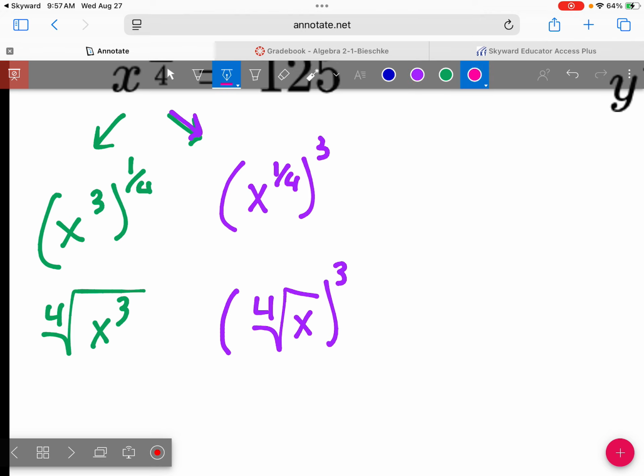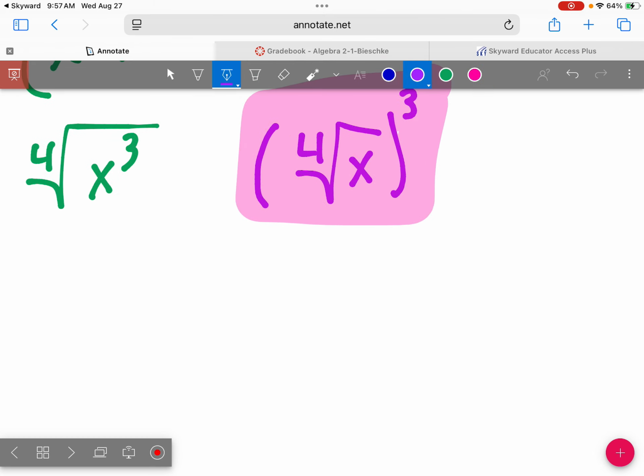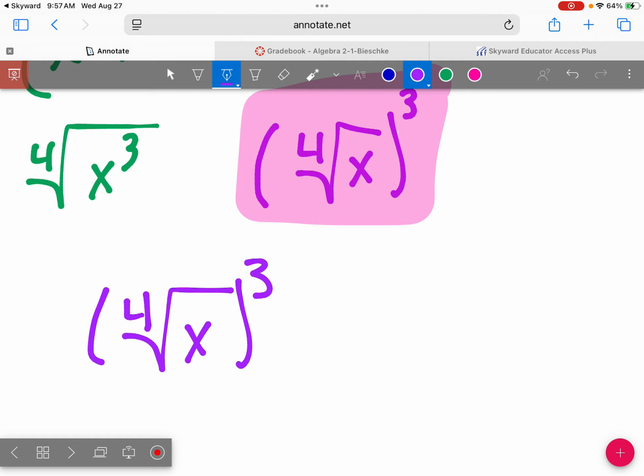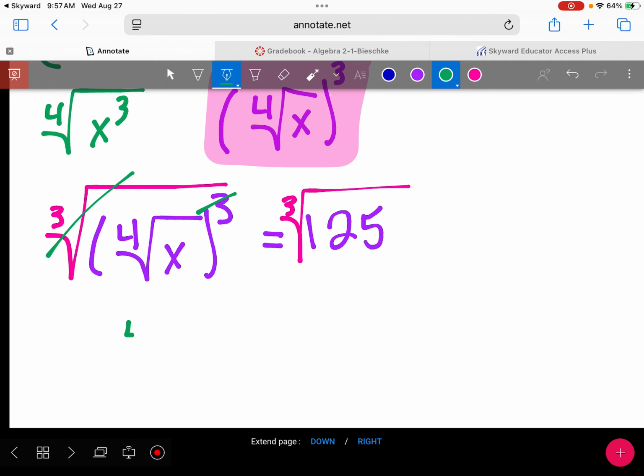So I'm going to use this guy because I'm going to write this whole equation now as the fourth root of x cubed, which equals 125. And since I have my cube on the outside, to get rid of that, we take our cube root. As long as I do the same thing to both sides, that's totally fine. That's going to make my cube cancel out. What is the cube root of 125? 5. So we get the fourth root of x is 5.